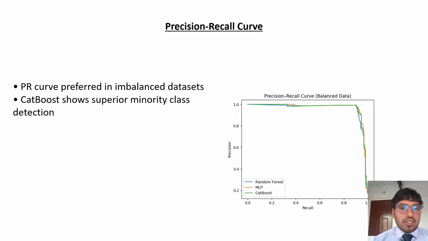In imbalanced datasets, the precision-recall curve provides better insight than ROC. CatBoost showed superior minority class detection capability. This confirms it is suitable for fraud detection tasks.